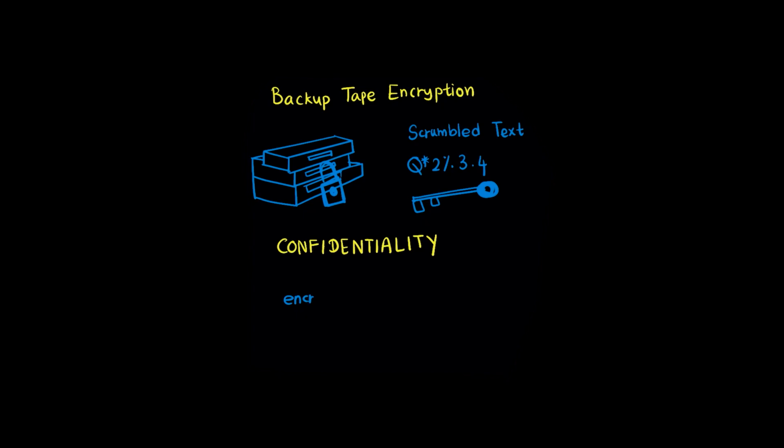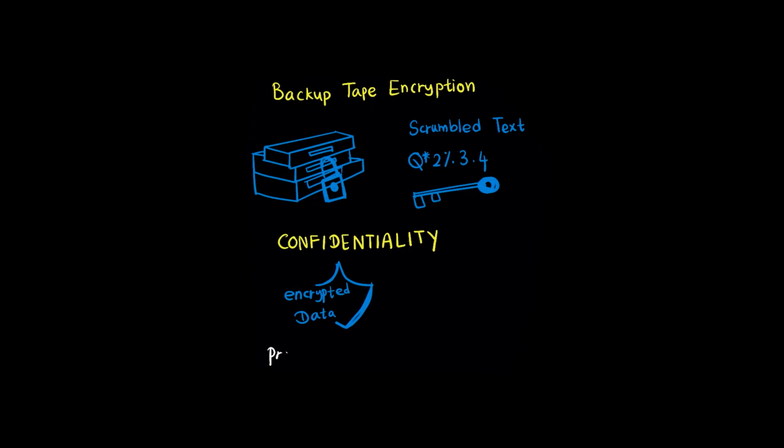This isn't about authentication, which verifies user identity, or availability, which ensures data accessibility when needed. Encryption specifically safeguards the confidentiality of information on portable media. This protection is crucial because backup tapes often travel off-site and could be intercepted, making encryption the last line of defense.